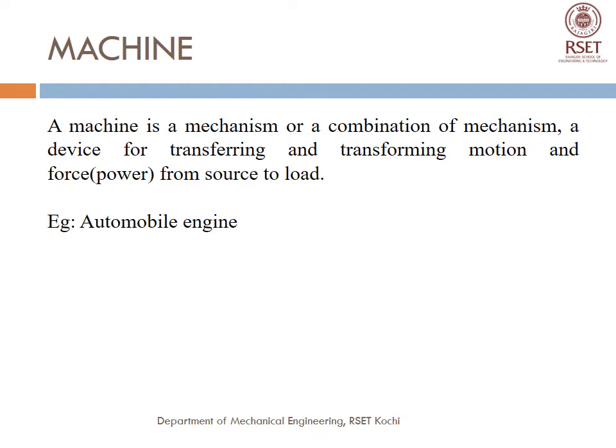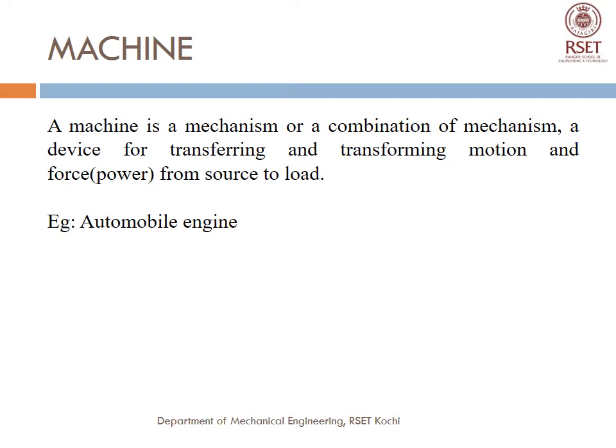Similarly, in case of output, the crank is connected to the crankshaft. The crankshaft will contain several other cranks, which are connected to the connecting rods of other cylinders. And at the end of this crankshaft there will be some clutch mechanisms. There will be flywheels. So a lot of mechanisms are attached to this mechanism to form the complete machine. So a machine is actually a combination of mechanisms, and it is a device for transferring or transforming certain motion and force from the source to the load.